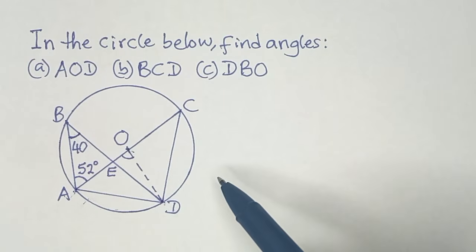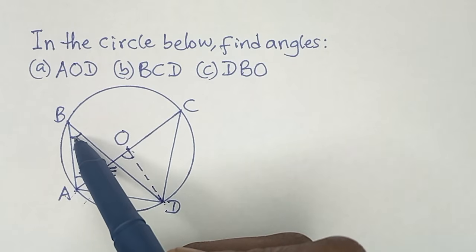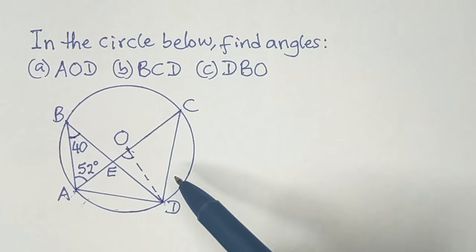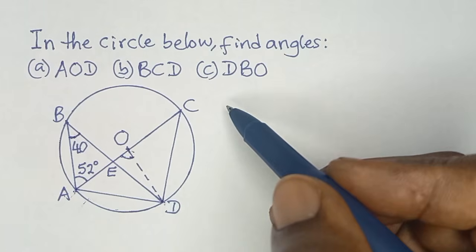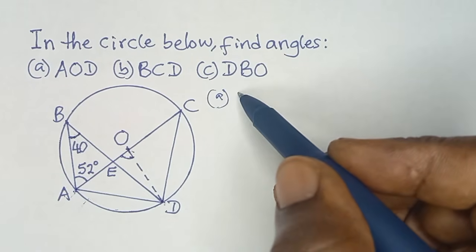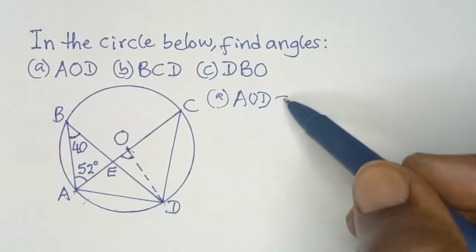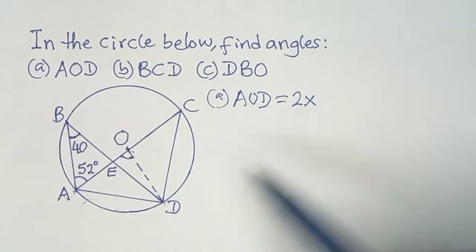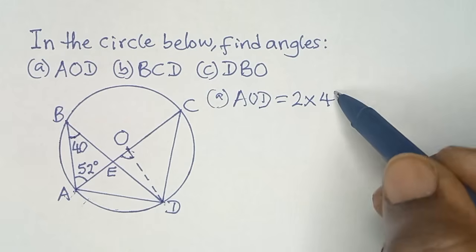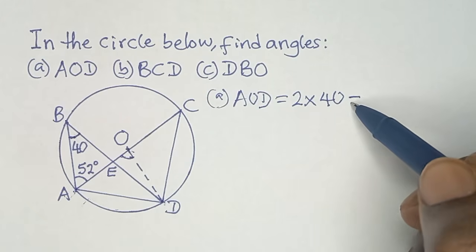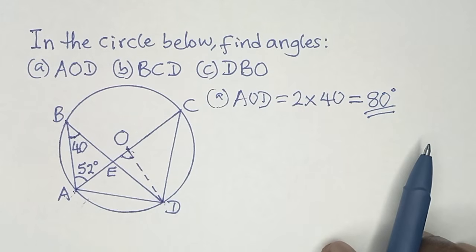The theorem that should come to mind there is that angle at the center is twice that at the circumference. Don't forget that important circle theorem. Angle at the center is twice that at the circumference. So question A says we should find the angle AOD, which is this angle at the center, is twice the angle at the circumference. That is 2 times 40. Twice angle at the circumference. And that will give us angle AOD as 80 degrees. So we have the value for angle AOD.